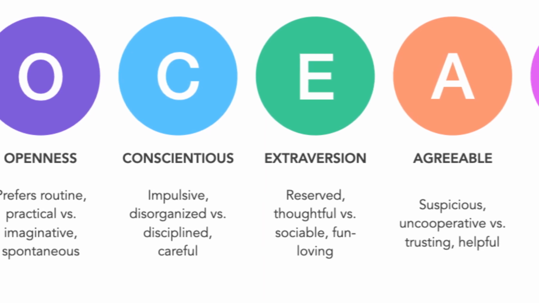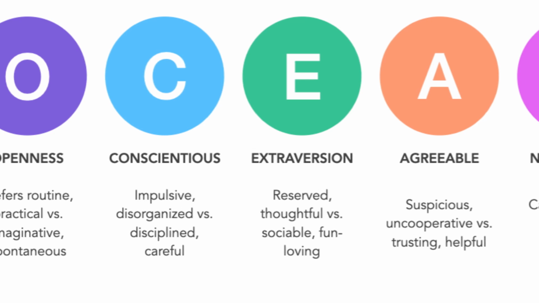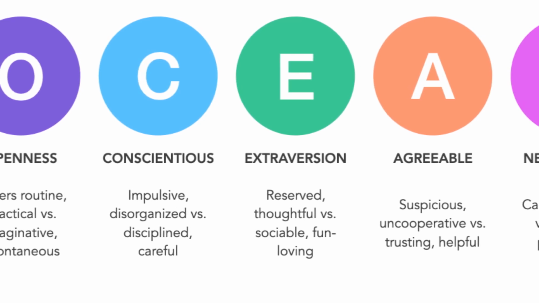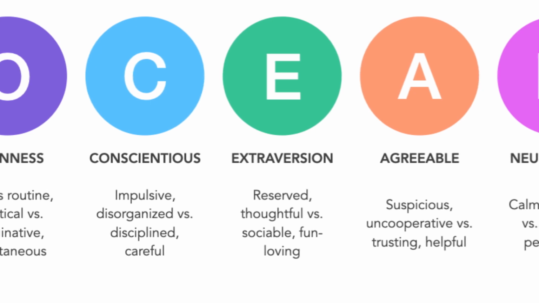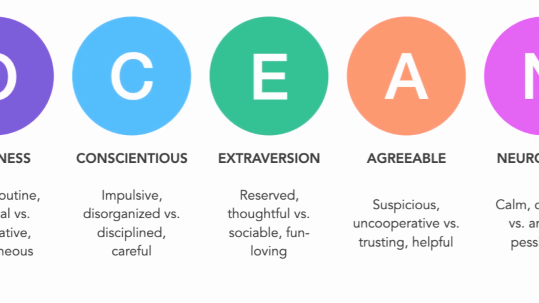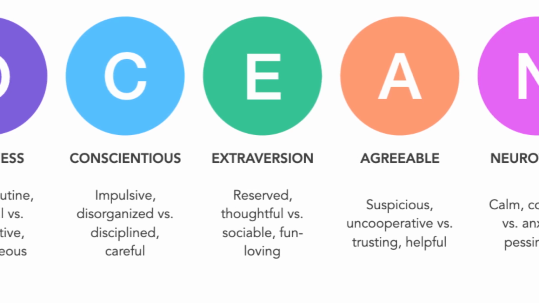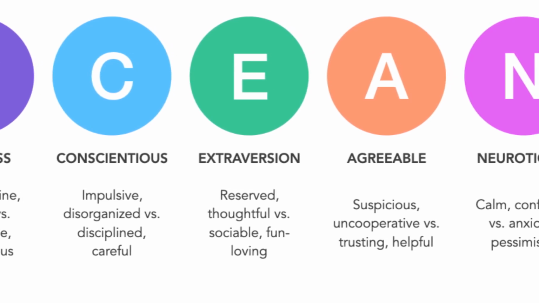The C stands for conscientiousness. This describes individuals who are organized, responsible, dependable, and goal-oriented. They tend to be self-disciplined and prefer structure and planning. The E is for extroversion. This trait reflects the degree to which a person is outgoing, sociable, and seeks stimulation from the company of others. Extroverts are often energetic and assertive.